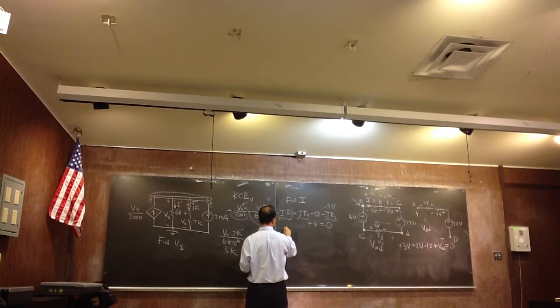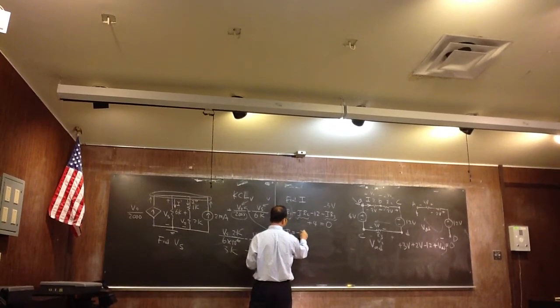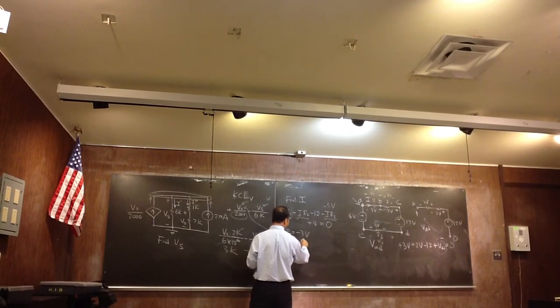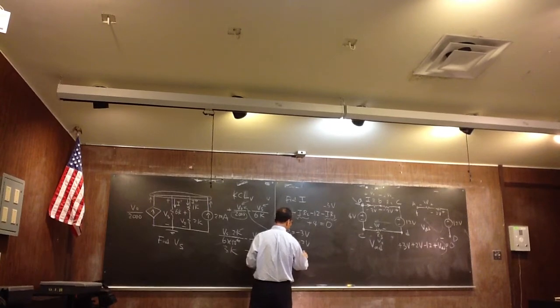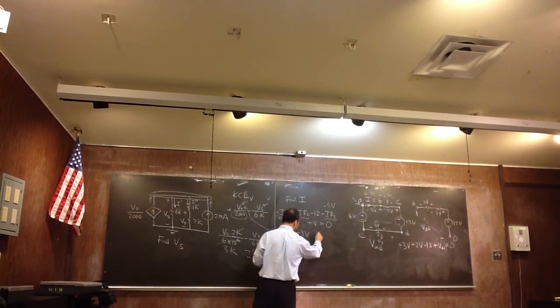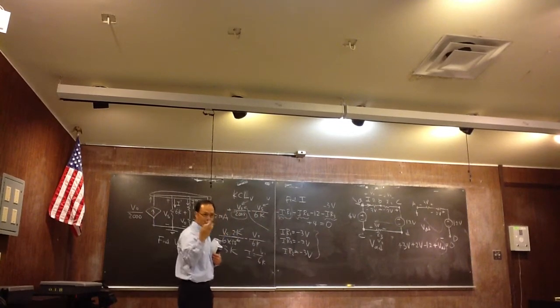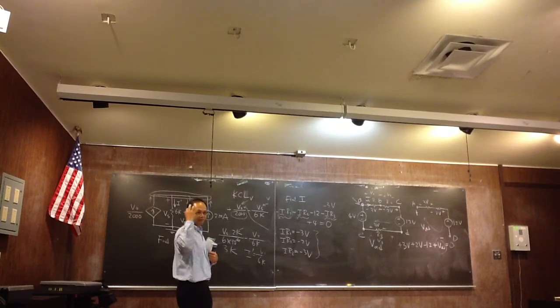So I times R1 equals minus 3 volts. I times R2 equals minus 2 volts. I times R3 equals minus 2 volts. So now you have 3 more equations, plus this one, so you have 4 equations and 4 unknowns. And as long as the number of unknowns is the same as the number of equations, you can solve for the unknowns.